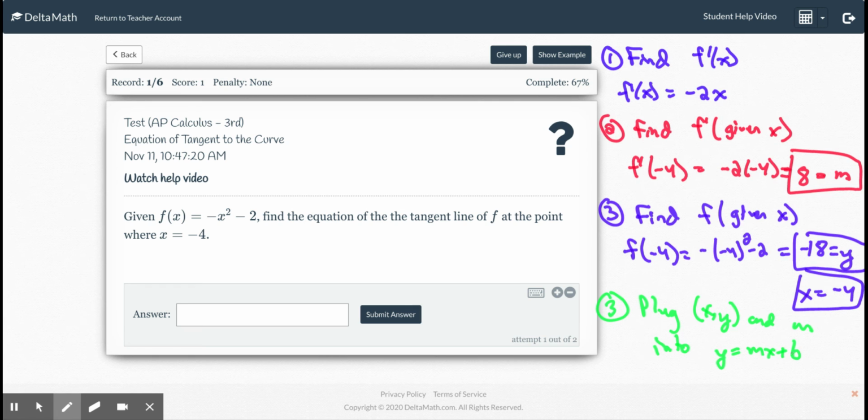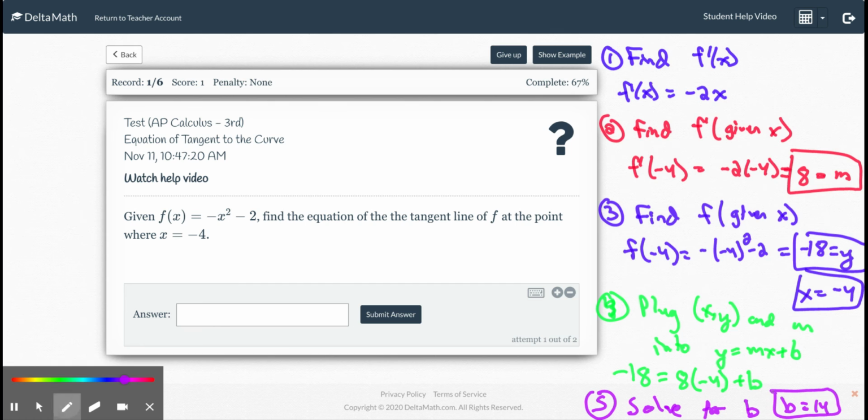So when we do that, that's step 4. Y, which would be negative 18, equals m is 8 times x is negative 4 plus b. So then we solve for b. Step 5, solve for b. In this case, b is going to be negative 32 over 14... so b equals 14. That's the last piece of information we need to find.